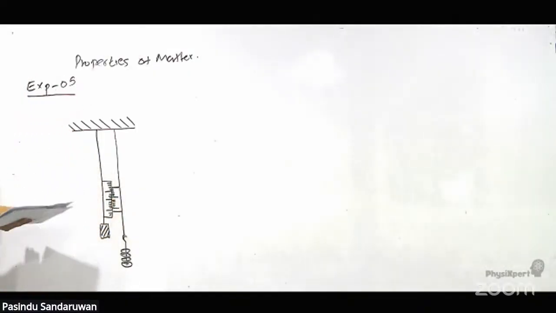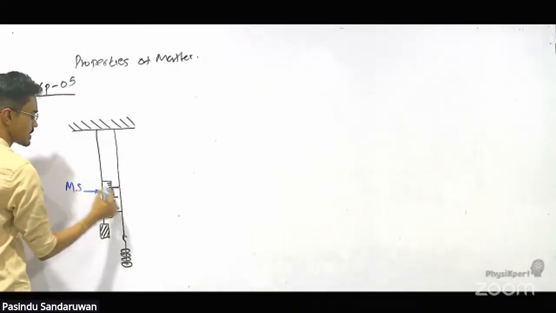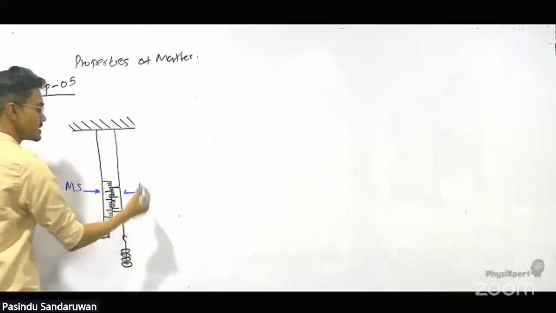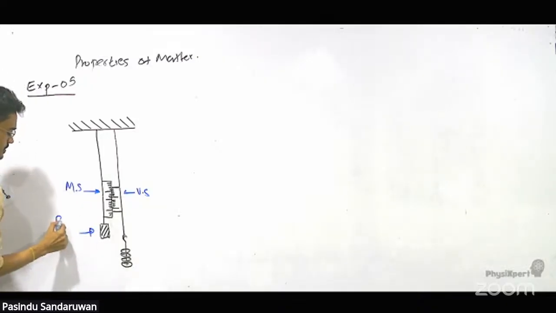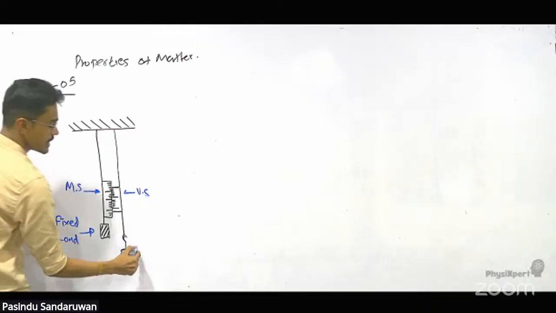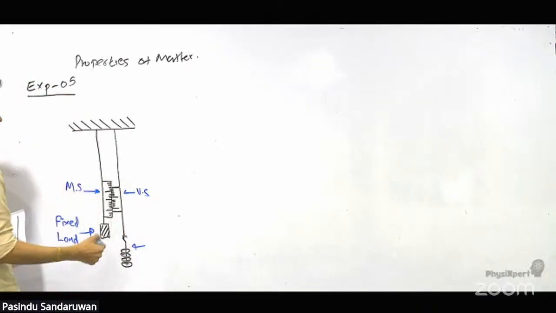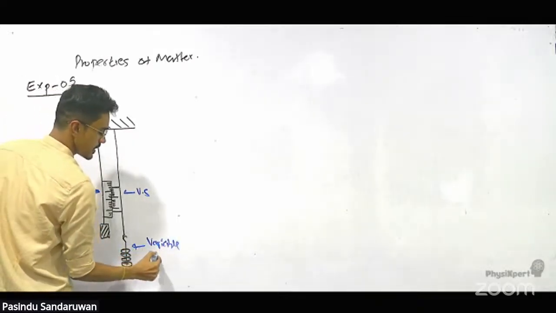Okay. Now this is the main scale. This is the vernier scale. And this one is a fixed load. And this is the variable load that we are going to change.